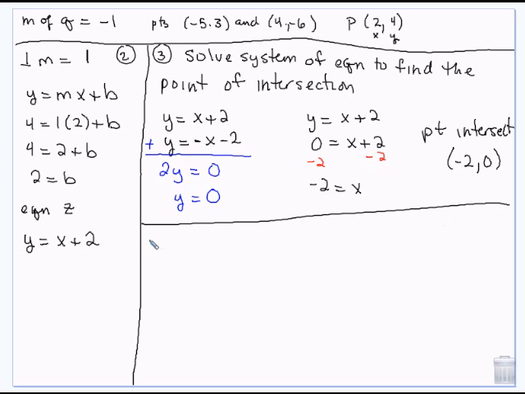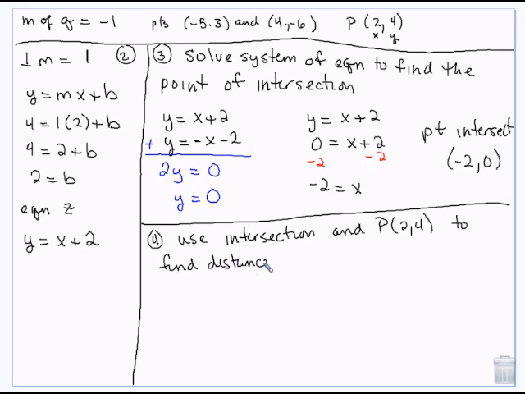Step 4, use the intersection and point P to find the distance. If I call this x1, y1, this becomes x2, y2. I use my distance formula.